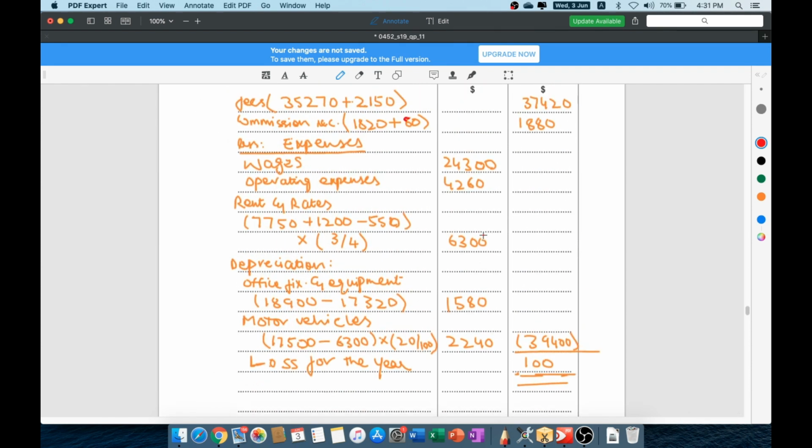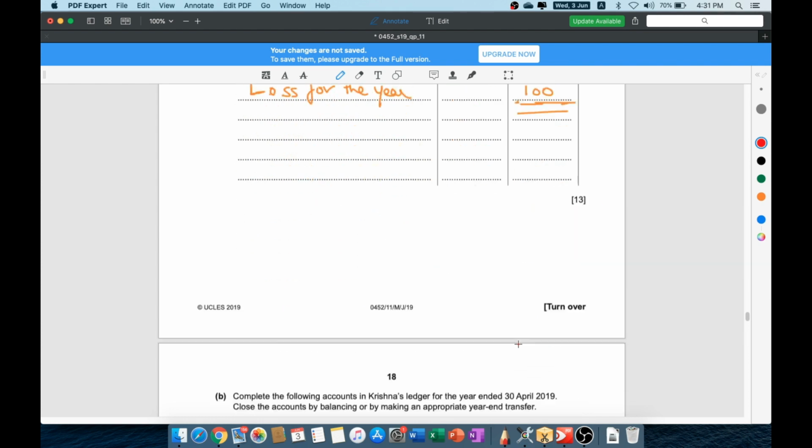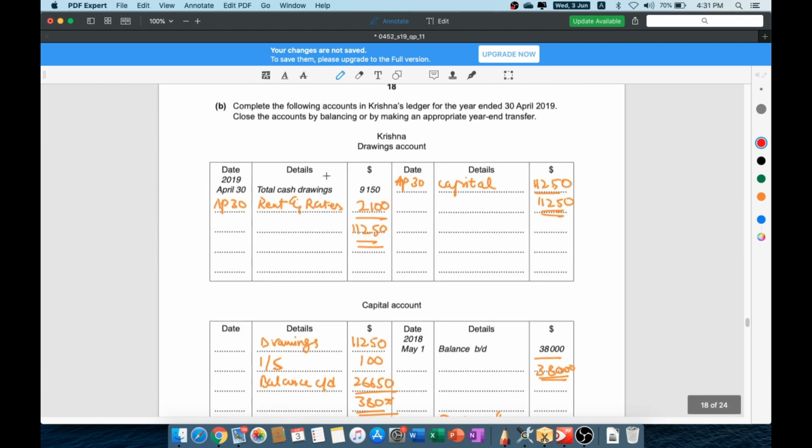All right. So then we add the incomes, add the expenses, and subtract the expenses from the incomes, and that gives you a net loss for the year of $100. All right. Part B. Complete the following accounts in Krishna's ledger for the year ended 30th April 2019. Close the accounts by balancing or by making an appropriate year-end transfer.